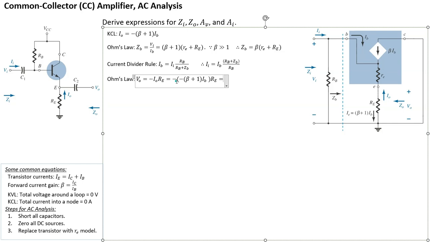So this basically becomes (beta plus 1) times IB times RE. And again, because beta is much, much larger than 1, that approximates to just beta times IB times RE. So that's what VO becomes.